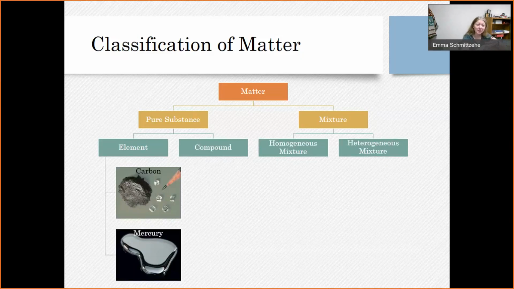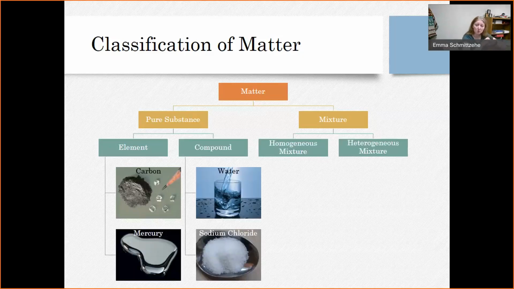Now with some elements, it'll be individual atoms. With some, those atoms are bonded to other atoms of the same element. But no matter what, as you pull that apart, you still have the same element, always, okay?